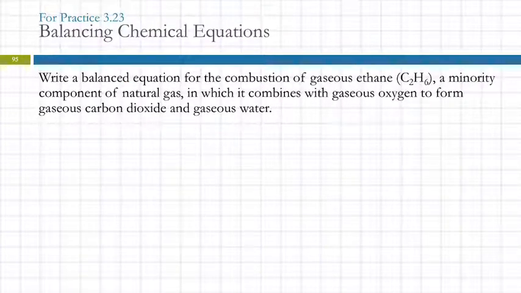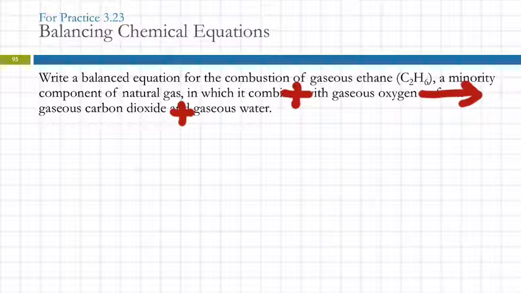Write a balanced equation for the combustion of gaseous ethane, C2H6, a minority component of natural gas, in which it combines with gaseous oxygen to form gaseous carbon dioxide and gaseous water. So here, combines with, right, so that's plus, to form this and that.